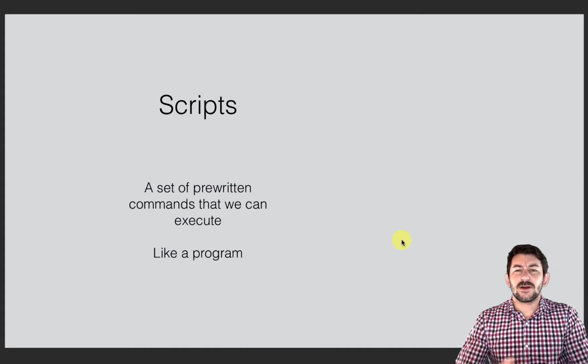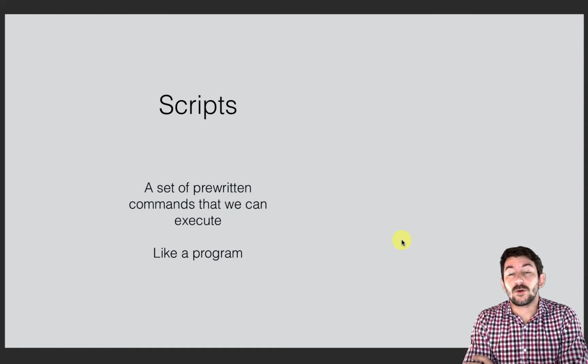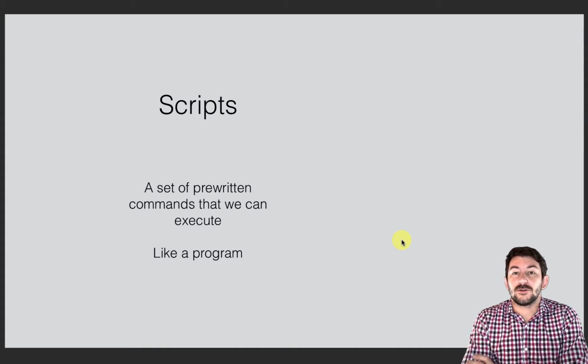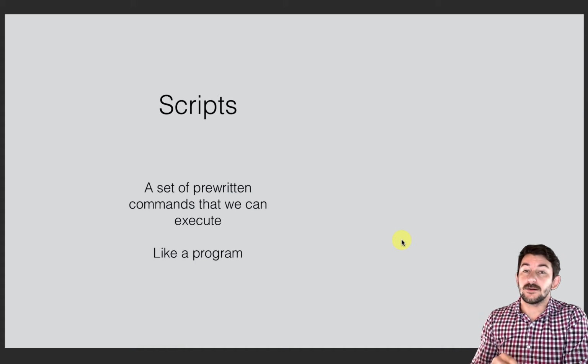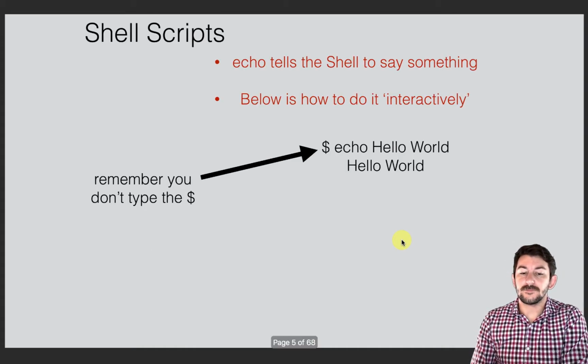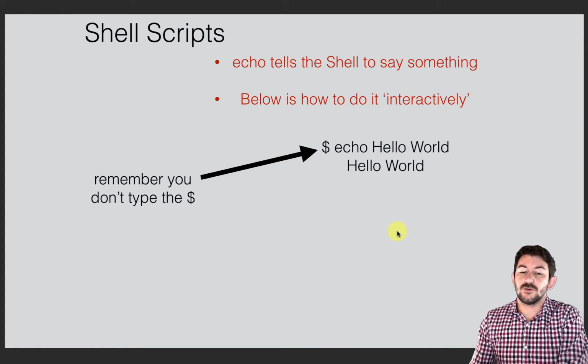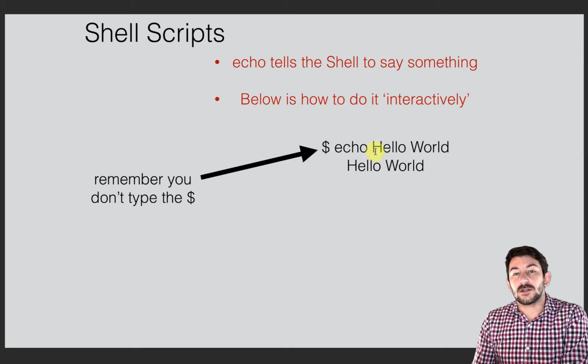So we've talked about this a little bit early on. A script is really a set of pre-written commands, things that you could normally execute often at the terminal itself, but it's things that you want to automate or do a whole set of things in a row at once. So you can write a lot of commands line by line and then execute them all at once by executing the script file. To illustrate that, imagine you were to type echo hello world.